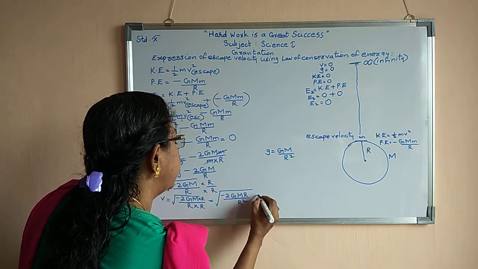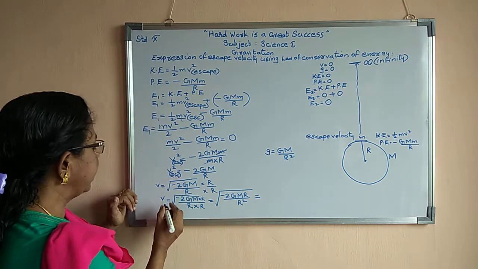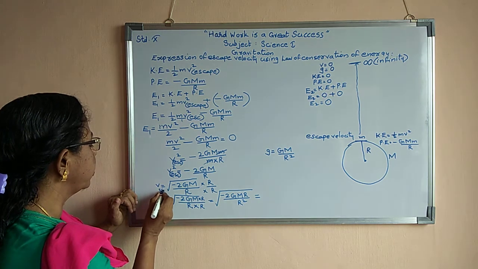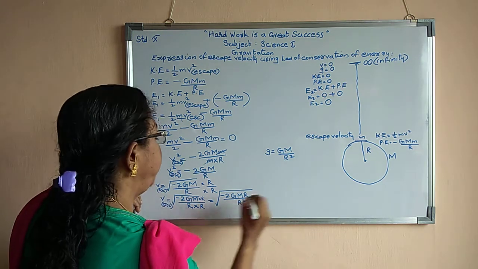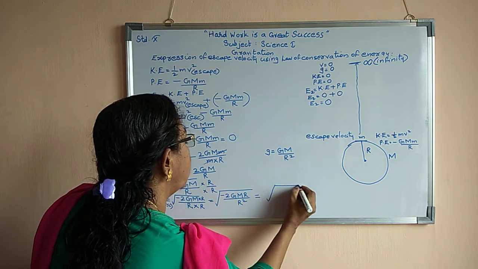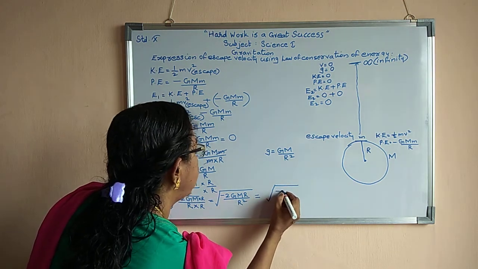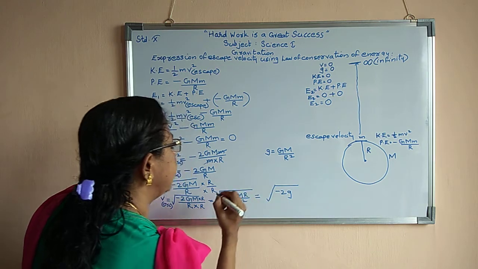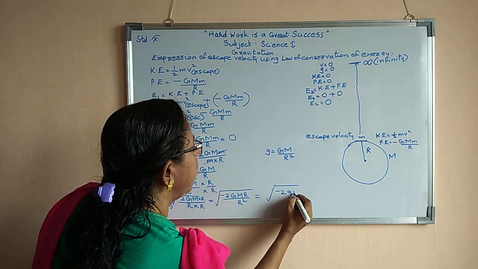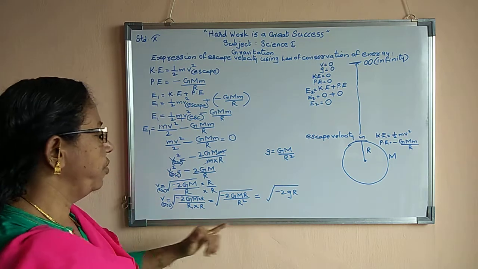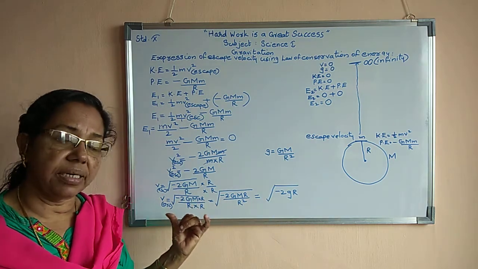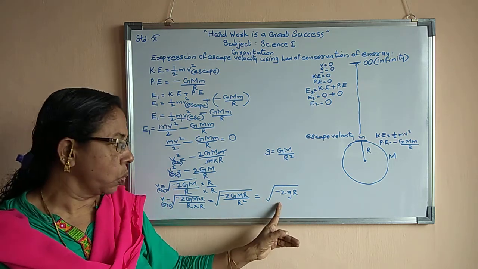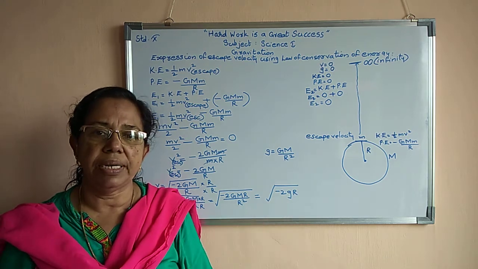So listen, here it is equal to, that means escape velocity. V means escape velocity. It is equal to square root of minus 2, now GM upon R square, for that I am writing the value small g. Afterwards what is left out? Capital R. So now we have got the answer. Escape velocity is equal to square root of minus 2 into g into capital R.